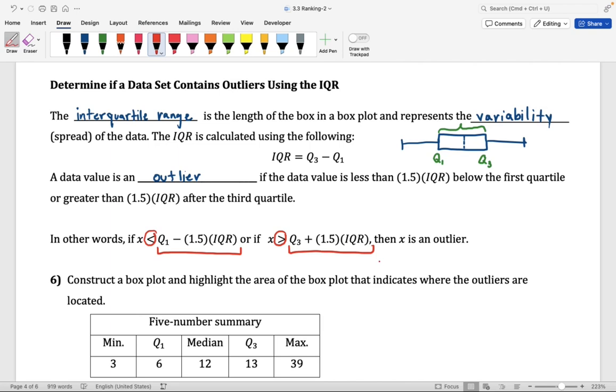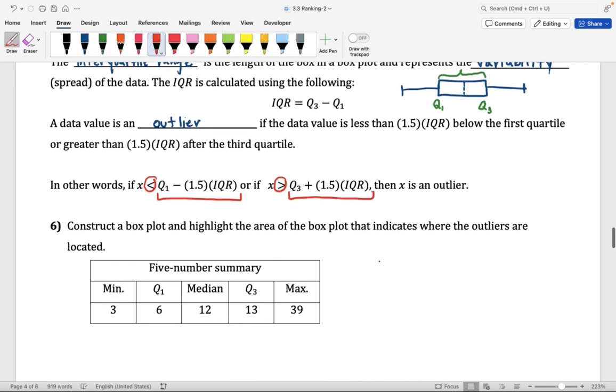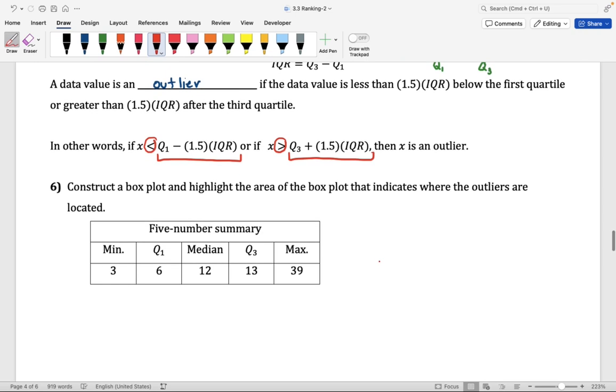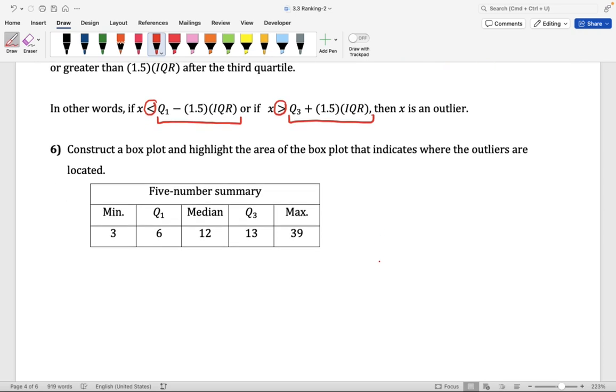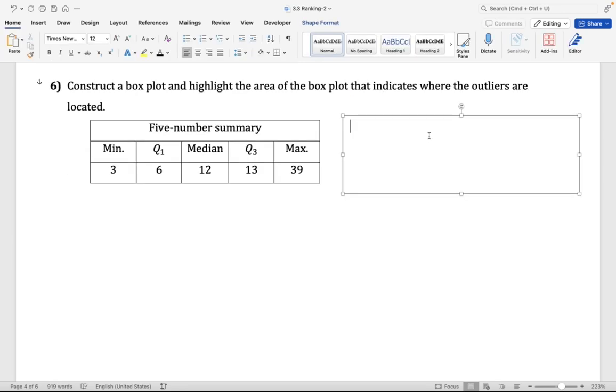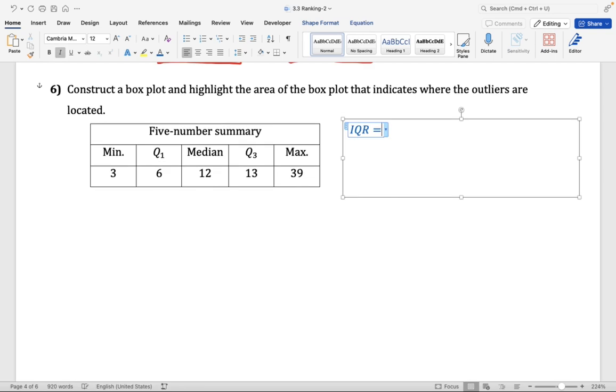Let's look at an example where we need to locate outliers. We're going to construct a box plot, and then we're going to highlight the area of the box plot that indicates where the outliers are located. This is going to help us visualize where we would see the outliers. Here we're given the 5-number summary. We have the minimum, the maximum, Q1, the median, and Q3. If we're going to locate outliers, we're going to need to find the IQR. The IQR is equal to Q3 minus Q1.